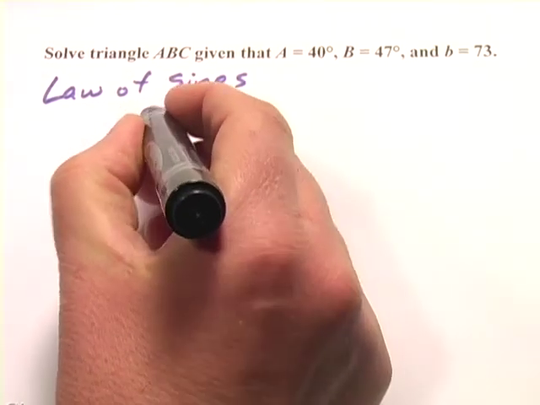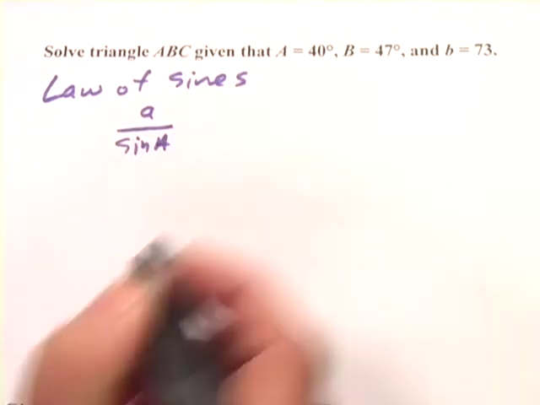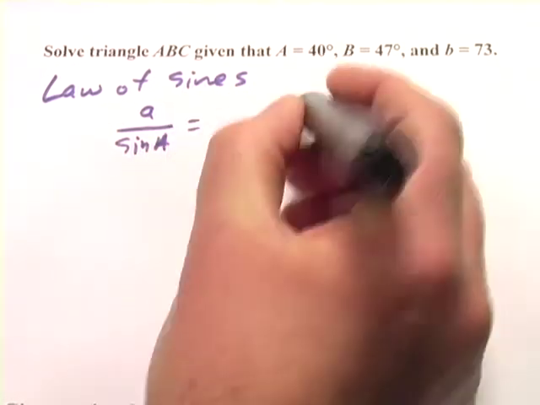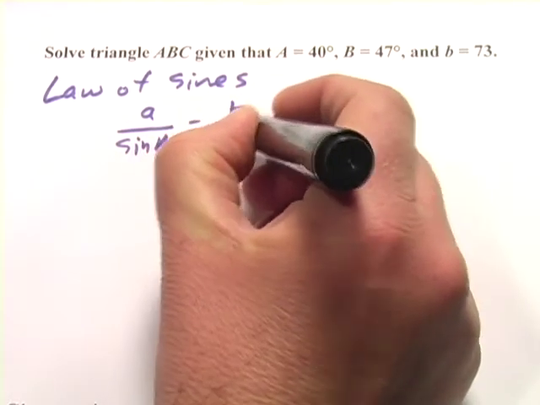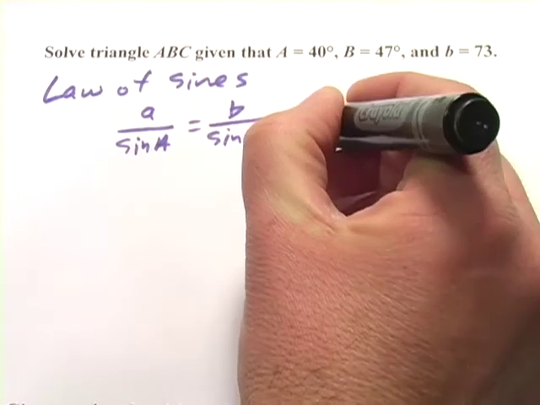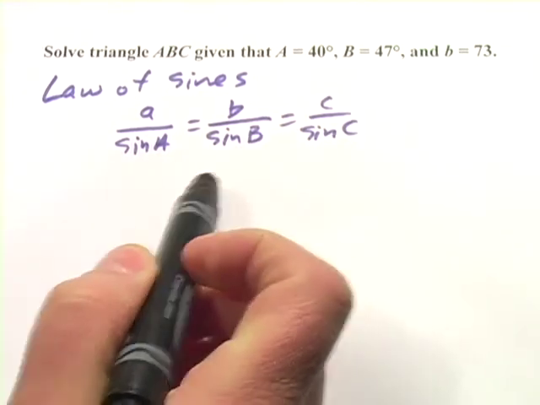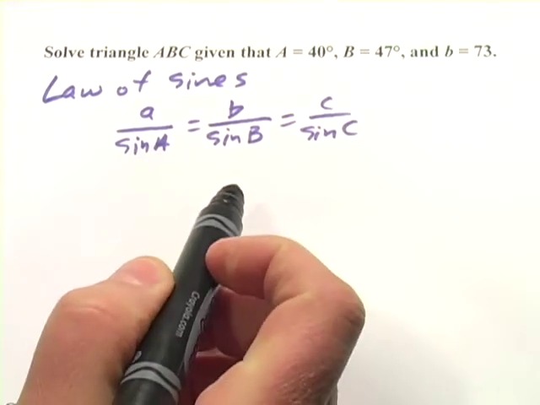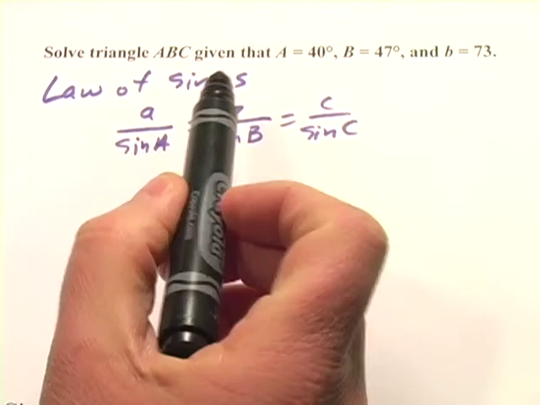So the side A of a triangle over the sine of the corresponding angle is going to be proportional to the side B over the sine of its angle, and C over the sine of angle C. So if you know some of these things, you can figure out the other ones using the law of sines. Let's try this out here. It says solve the triangle ABC.